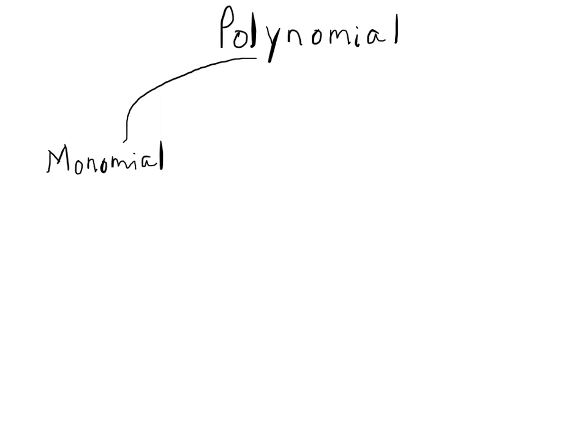Now, mono. Think about what the prefix mono means. Hopefully you've learned from science or from some other classes that mono is singular. It means one. So monomial just means one term. Okay, let's do another one. Again, I think once I show it this way, it becomes pretty self-explanatory. Binomial.